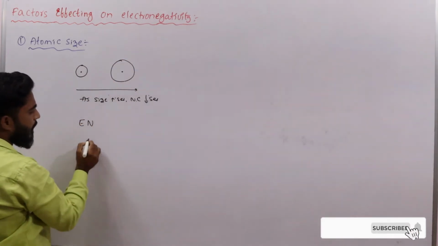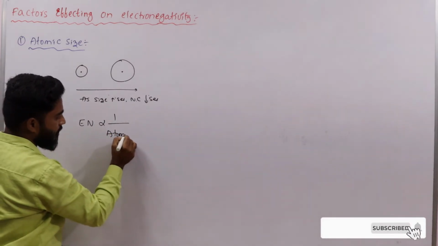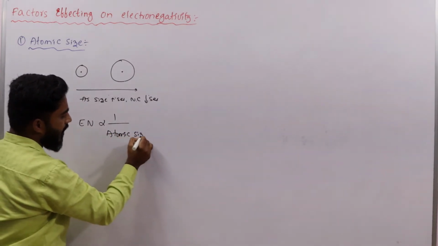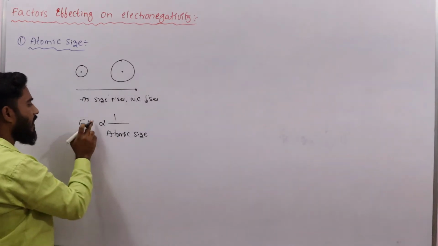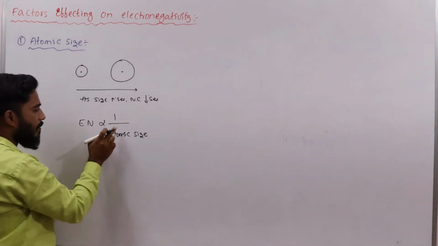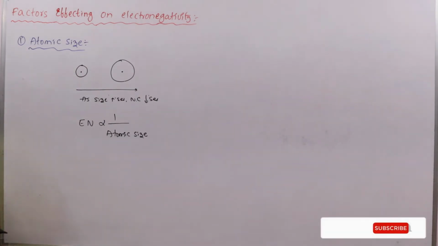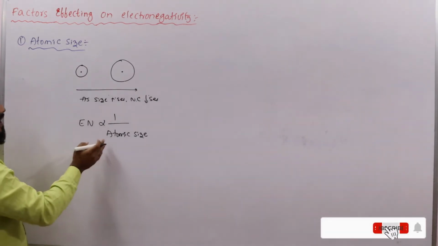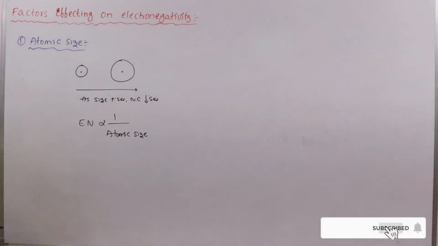Electronegativity is inversely proportional to the atomic size. As atomic size decreases, electronegativity increases. As atomic size increases, electronegativity decreases. That means atomic size and electronegativity are inversely proportional.